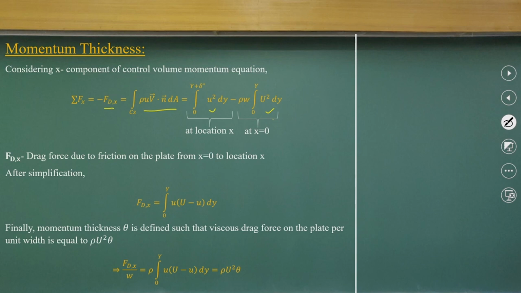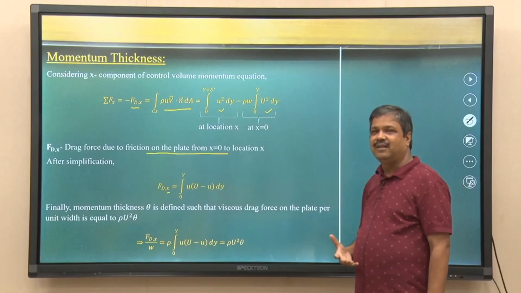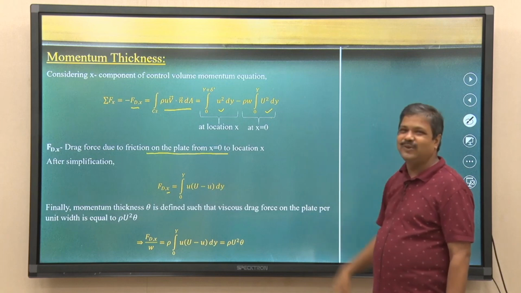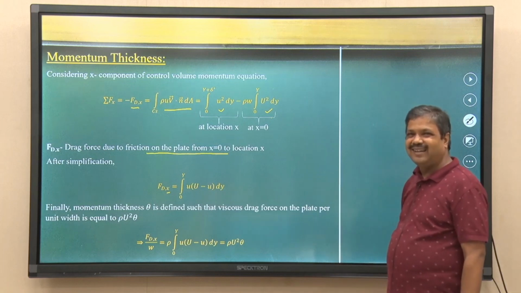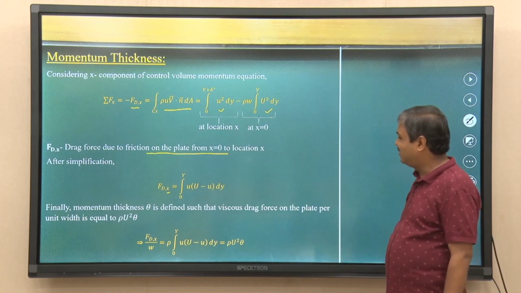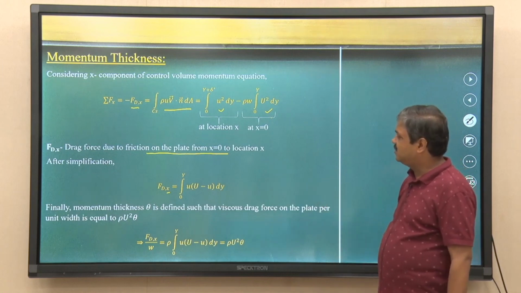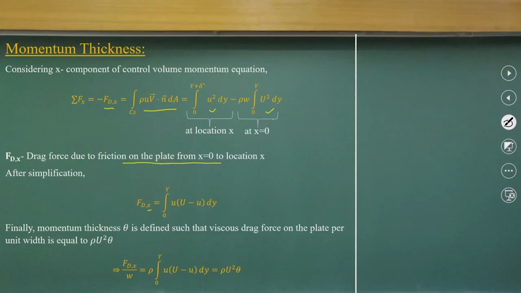So, if you look at that part and just rearrange the drag force components, then you will get the drag force. Momentum thickness is nothing else, it is talking about only the skin friction factors. It is just introduced as a momentum thickness, equivalent to the momentum change because of these boundary layers. So, it is defined as the viscous drag force on the plate per unit width, which is equal to rho U square theta.